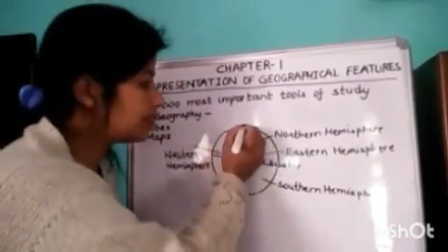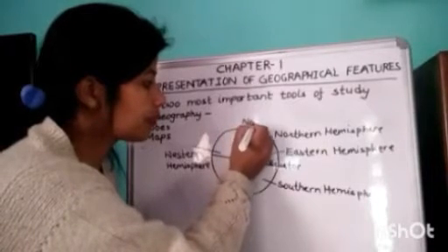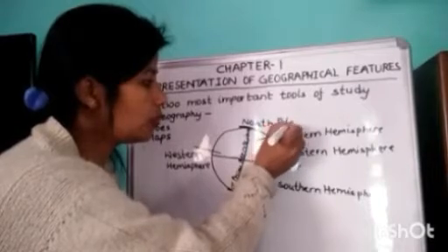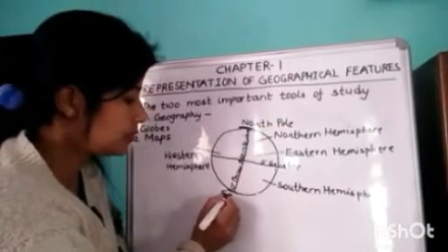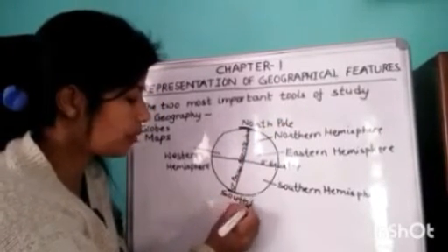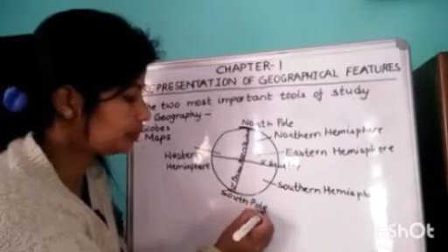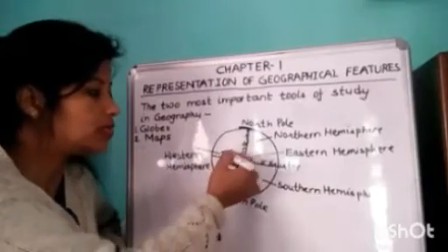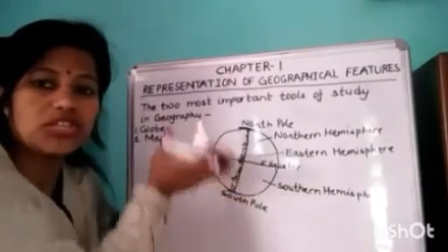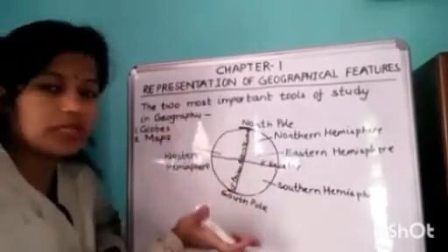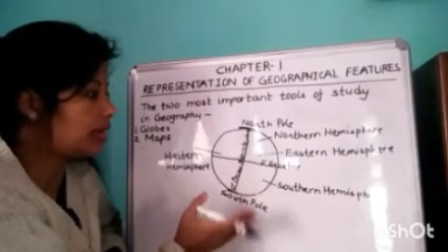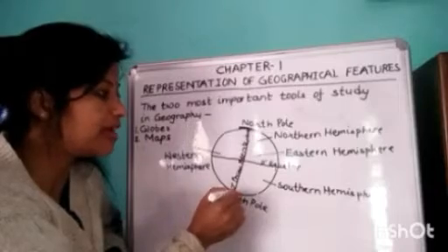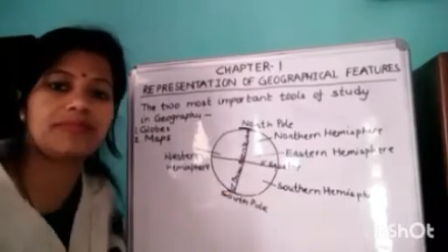Okay, this is North Pole. Here is South Pole. The shape of the earth is a sphere, but it bulges at equator and is flat at poles.